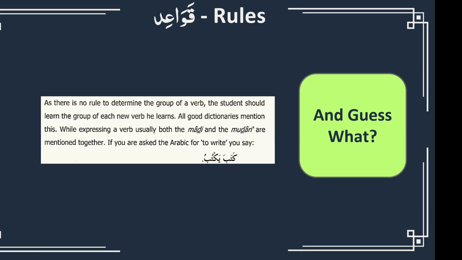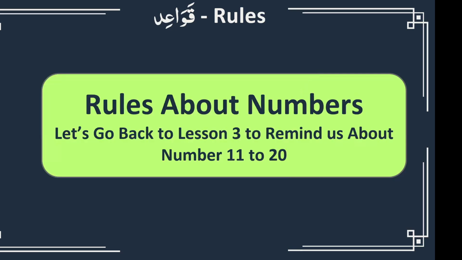And there is no rule to determine the group of a verb. In the future, you will actually learn all of these by yourself. So if you are asked in Arabic how you will say "to write," you will say kataba yaktubu. You will not say only yaktubu. You'll say kataba yaktubu, and that's how you'll pronounce it.